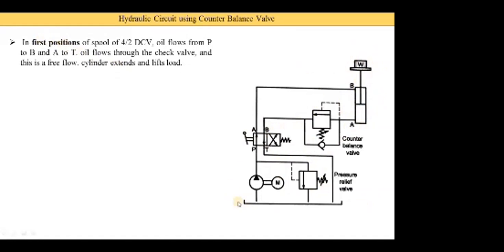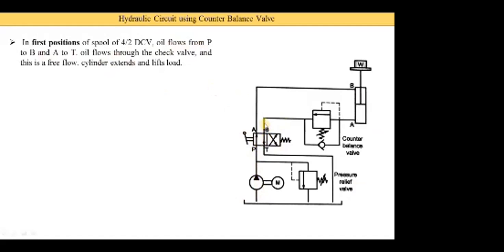Why is that changed? Generally we use this straight position for the first position, but here a different thing is mentioned. In the first position they mention that the oil flows from P to B and A to T. P to B means this square is considered the first position, and this diagram is given for the second position. So pressurized oil coming from the pump is supplied to this B port.